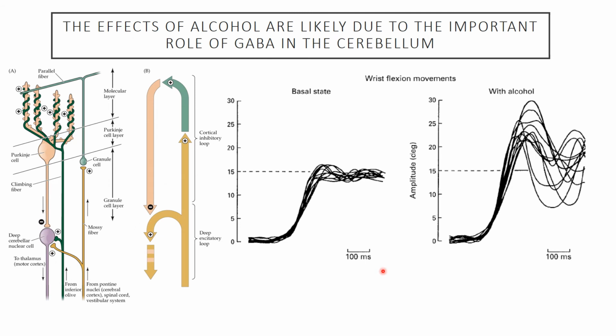So that's exactly what's going on here, right? We've got this loop with this inhibition from the Purkinje cells, and if you have a GABAergic input, you're going to have dysregulation of that inhibitory output, which will affect the output of the deep excitatory loop, and this will be far too inhibited, leading to this ataxic-like symptom where you have these major overshoots.